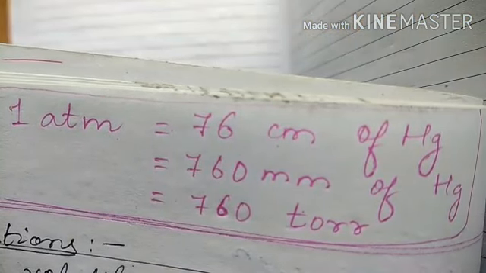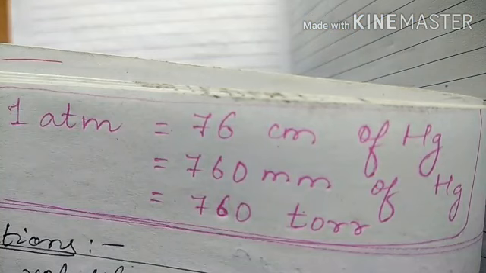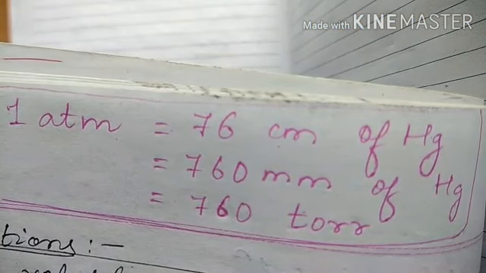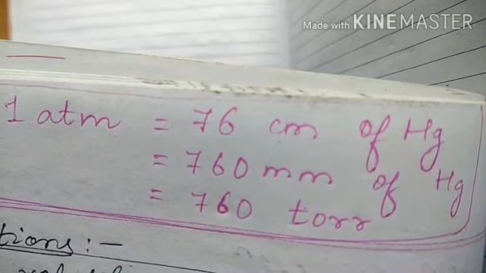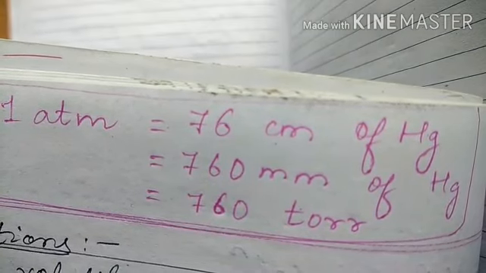One more important thing which we need to keep in mind for solving numericals is that 1 atmosphere is equal to 760 millimeter of mercury, or 76 centimeter of mercury, or 760 torr. Now we'll be dealing with some numericals based on the topics which we just studied.